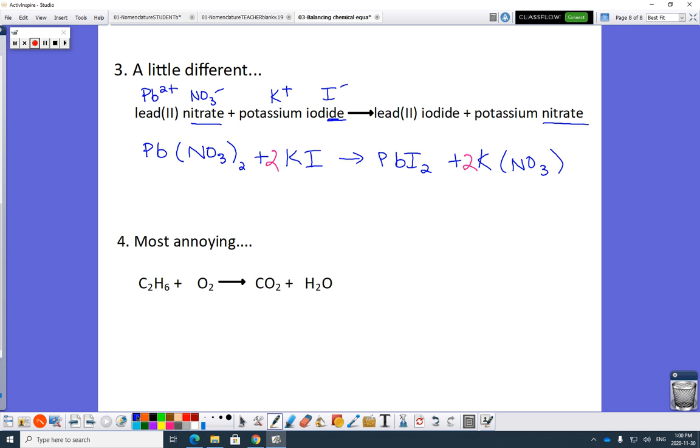So whatever makes sense to you. So we have 2 carbons and 1, 6 hydrogens and 2, and then oxygens we have 2, and then we have 2 plus 1.